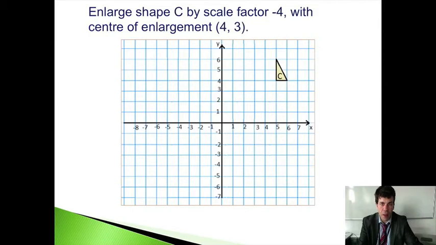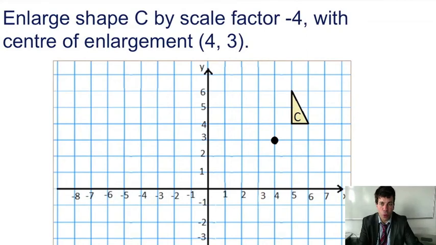Enlarge shape C by scale factor -4 with centre of enlargement 4, 3. The coordinate 4, 3 will be plotted onto the grid. That's the centre of enlargement. Now, like before, we have an integer or whole number scale factor. Not 2, this time it's 4. But if you spot, the scale factor is negative. So rather than having the image vertices 4 times as long in the same direction, they will be 4 times as long in the opposite direction.